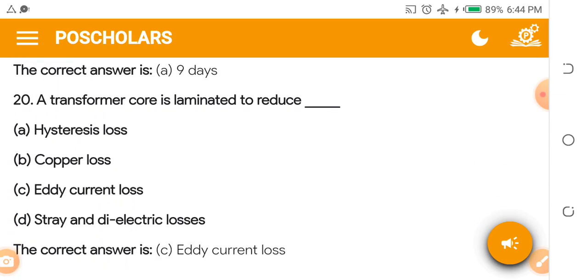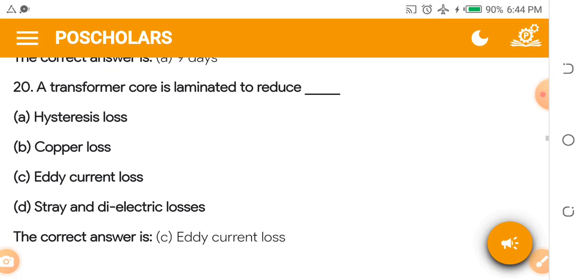Let's continue. Question 20. A transformer core is laminated to reduce dash. You know transformer and the core is normally laminated. Please define a transformer for me. This one is not a must. The other assignment I gave is a must, but if you can, please define a transformer for me in the comment section.